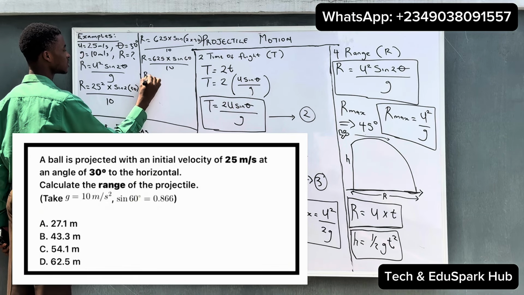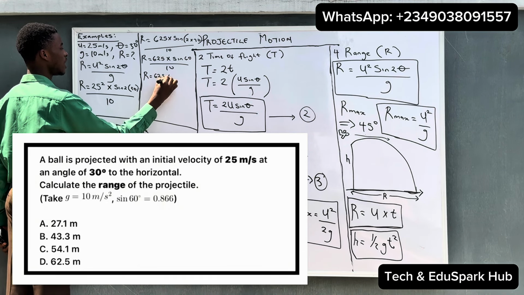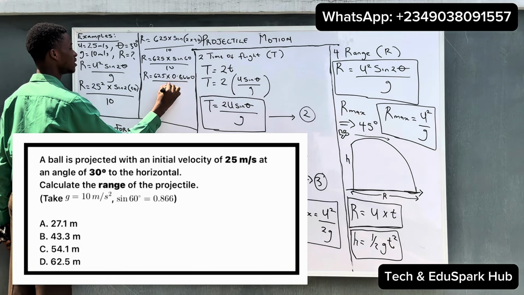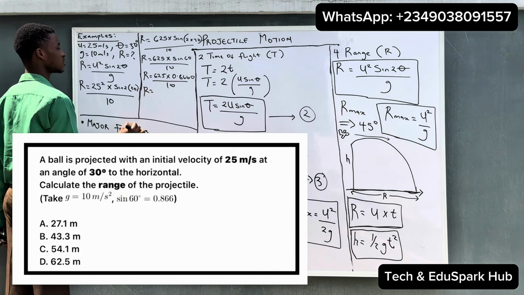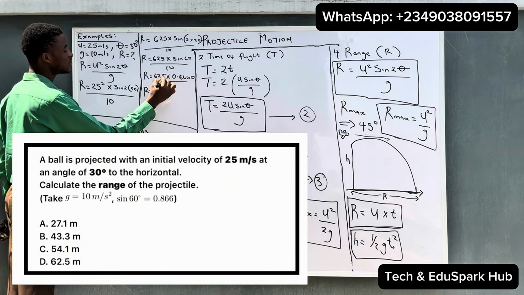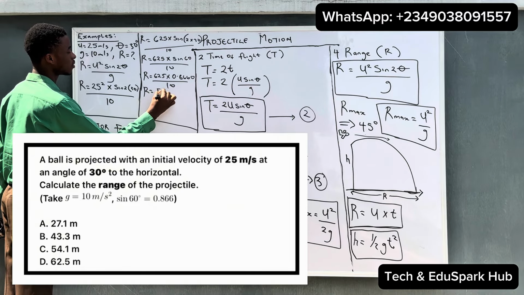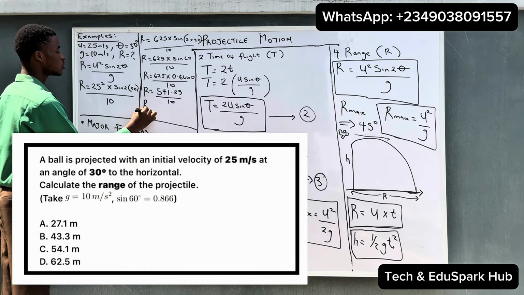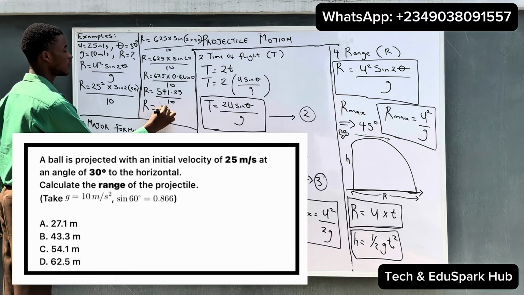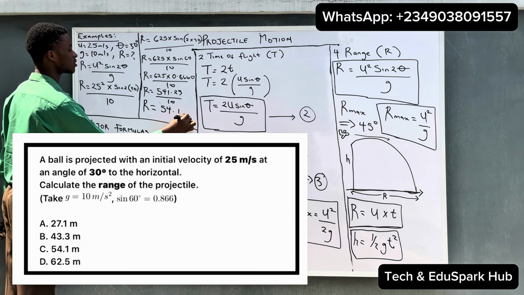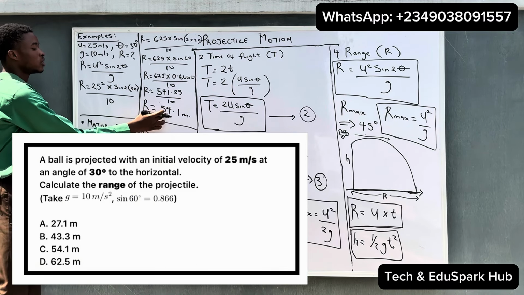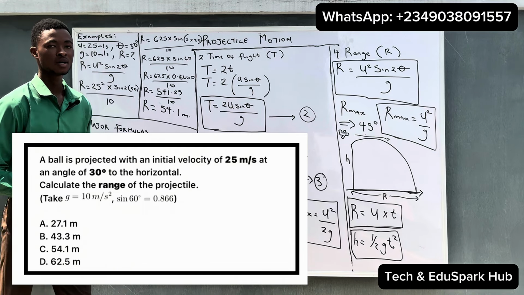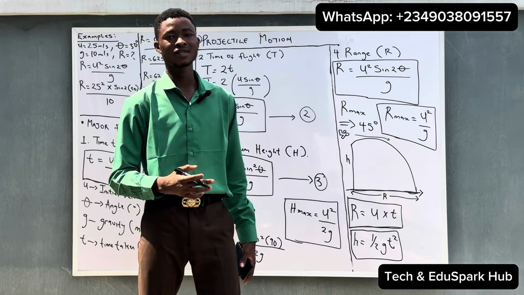So our r will be given as 625 multiplied by 0.8660 divided by 10. 625 multiplied by 0.8660 will give you 541.25, divided by 10. So our r will be equal to 54.1 meters, and this is given as our final answer to question of this type. So let's look at another example under this range.